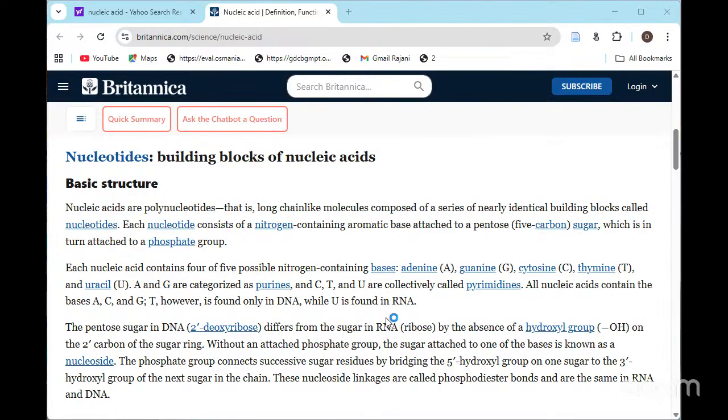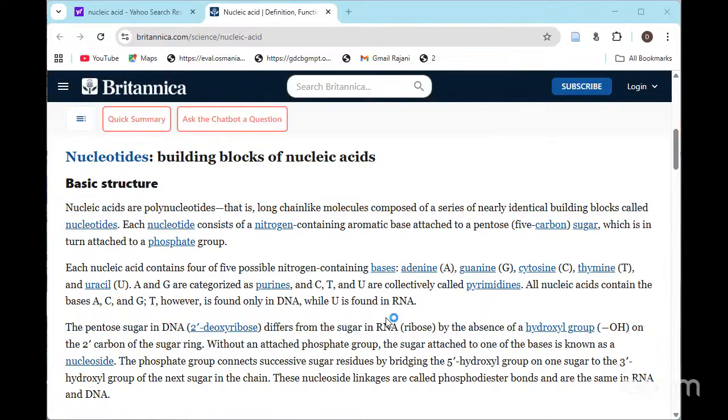Now, each nucleic acid contains bases. One group is the purines, adenine and guanine. The other group, cytosine, thymine, and uracil, is called the pyrimidines. All nucleic acids contain the bases adenine, guanine, and cytosine.